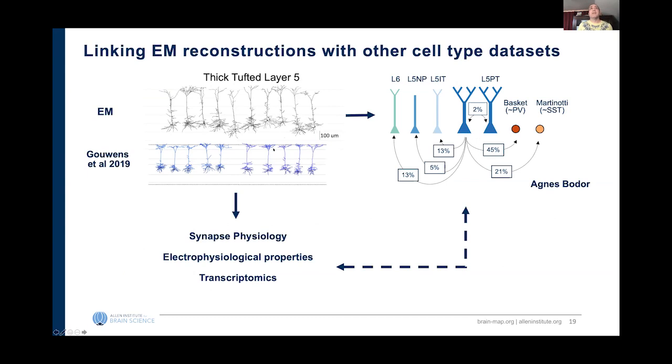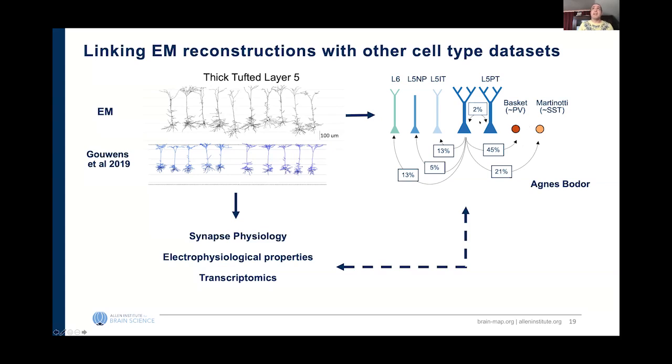And here is the one from the layer 5 thick-tufted cells. You can see that 2% of its synapses are formed with other layer 5 thick-tufted cells, but most of their synapses are formed with either IT or layer 6 cells. And actually most surprising for me, almost two-thirds of their synapses are with inhibitory cells, basket cells and Martinotti cells, which are putative parvalbumin and SST cells, which is, you know, most of the available cells around them are actually excitatory, but almost two-thirds of their synapses are actually with inhibitory cells.